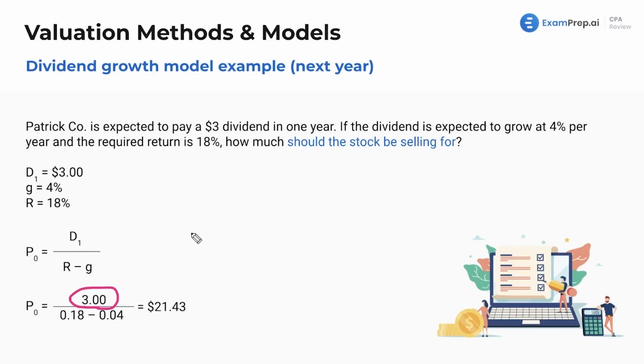That's a confusing point for a lot of people, the D1, D0, and I really don't blame you. It is kind of tricky. So this is all it is. I'm simplifying it for you. A lot of times it's presented quite complex. There's no need for that. So this is my job to simplify it. Required return 18%, 4% growth rate. Plug those in. In this case, it's $21.43. Another plug and chug.